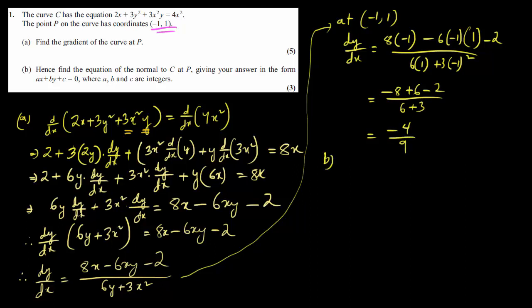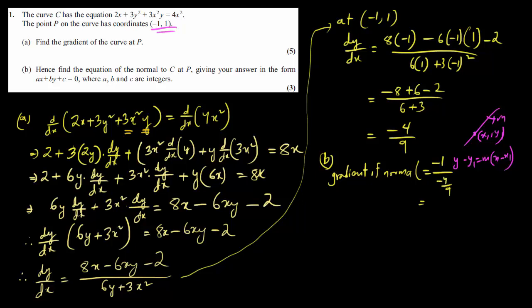In question number B, we have to find the equation of the normal. That's a concept from C1. Remember, the equation of a line that passes through the point (x1, y1) and has the gradient of m is y minus y1 equals m(x minus x1). That is known as the point slope form. Now, first of all, we need to find the gradient of the normal, and for that we need a rule. So gradient of normal is the negative reciprocal of the gradient of the curve, minus 1 by minus 4 by 9, which becomes 9 by 4.